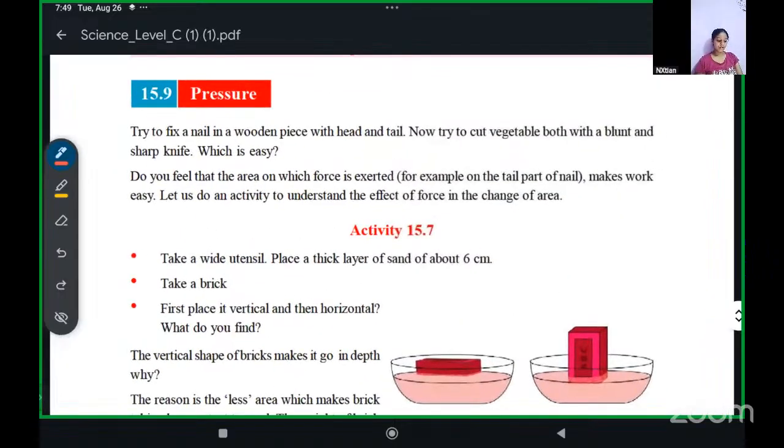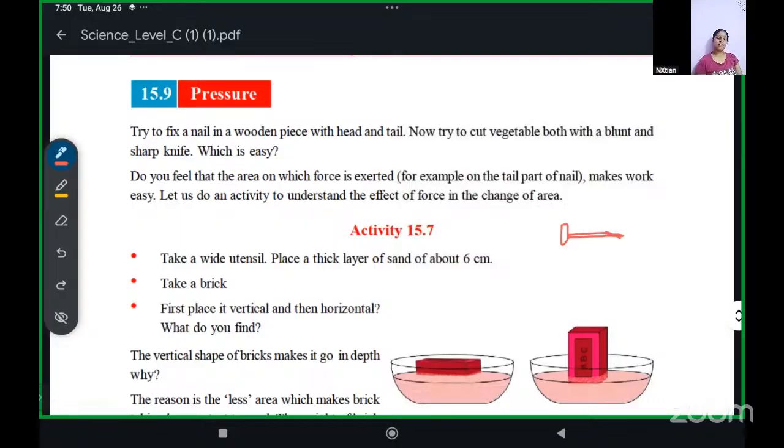Pressure. Now, try to fix a nail in a wooden piece with its head and tail. Now try to cut a vegetable with both a blunt and a sharp knife. Which is easy? If we put the nail in the wall from the side of its head, it will be very hard. But if we put it from the side of its tail, the pointed part, it will be easy to put the nail in the wall.